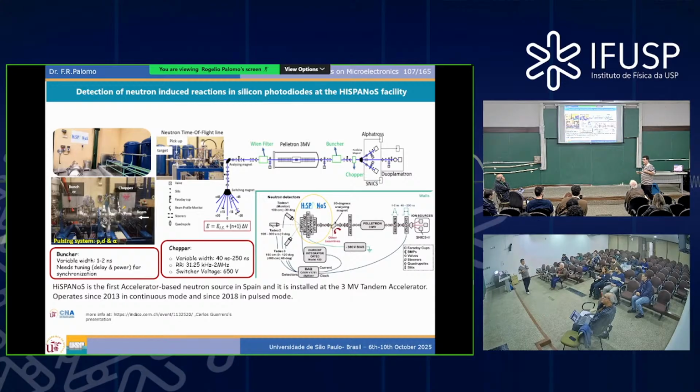Okay, we use the stripping reaction to produce a flux of neutrons. Buncher, the chopper, that's the dump. Details that you can get, for example, in this presentation of the person responsible for that facility, Carlos Guerrero. Panos. This is a detail of the electronics there.